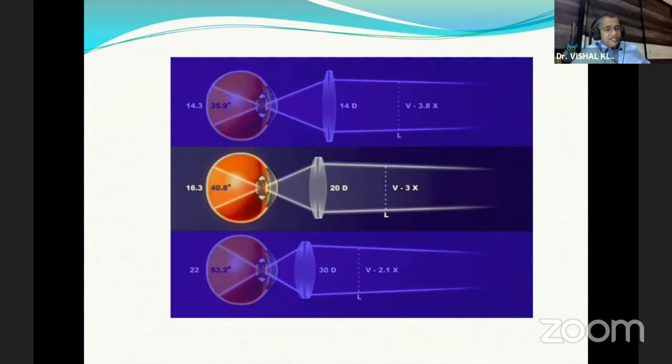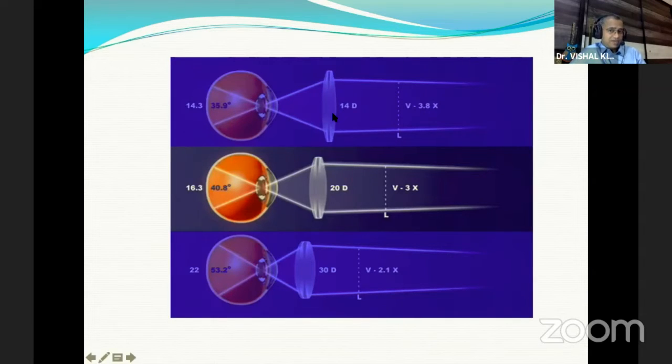Now various lenses are used, like 14 diopter, 20 diopter, 30 diopter, and as you increase the diopter of the lens, the magnification decreases, because magnification is calculated by the eye's power, that is 60 diopter, divided by the lens power which you are using. Like in the case of 20 diopter, the magnification is three times. But you have to remember, the more you magnify, the field of vision decreases.